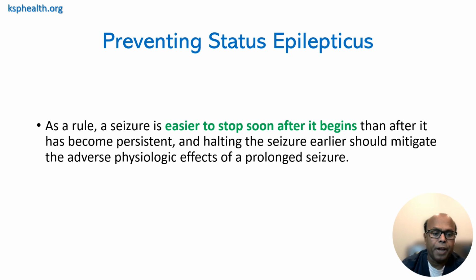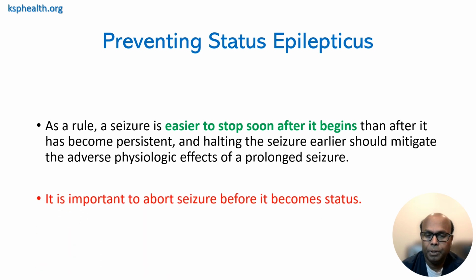Now, how to prevent status? As a rule, seizure is easier to stop soon after it begins than after it has become persistent. And halting the seizure earlier should mitigate the adverse physiologic effects of prolonged seizures. So it's important to abort seizure before it becomes status.